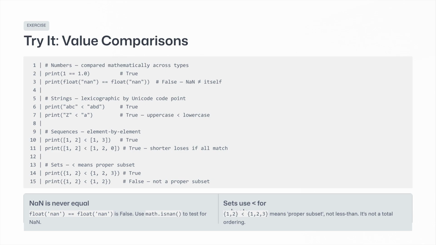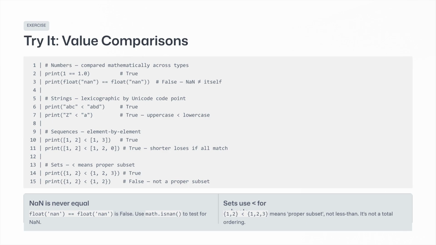Line 7, Z less than A is true. Uppercase letters have lower Unicode code points than lowercase. Line 10, list 1, 2 less than list 1, 3 is true. Element by element. First elements match, second differs. Line 11, list 1, 2 less than list 1, 2, 0 is true. The shorter list loses when all its elements match.